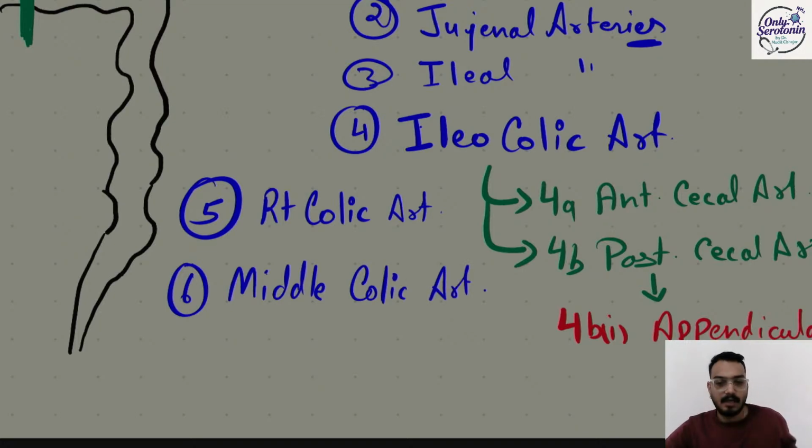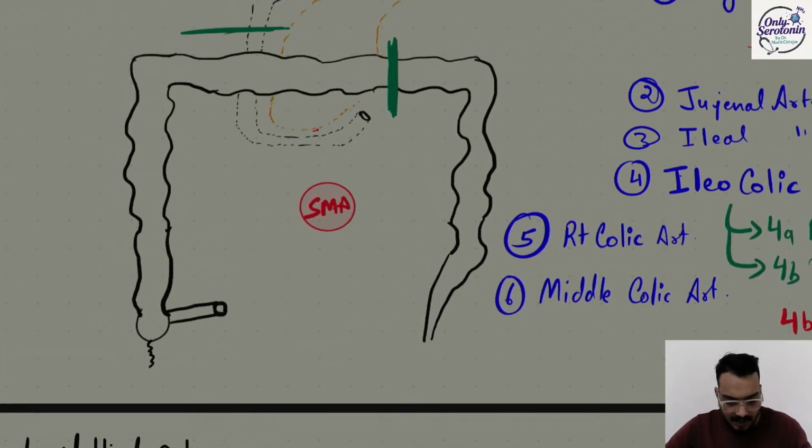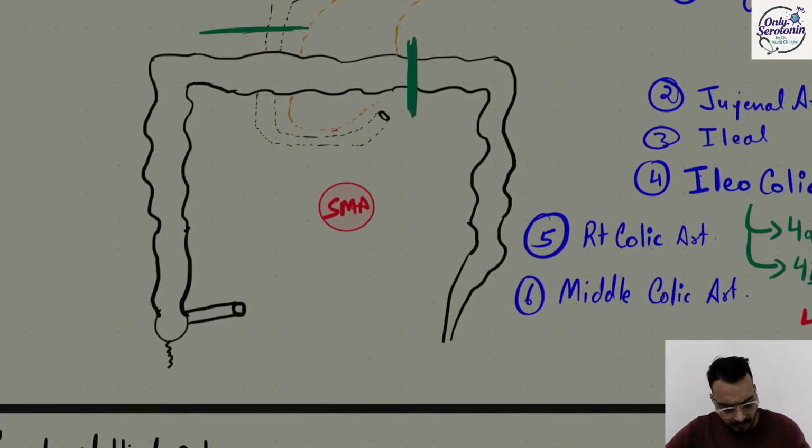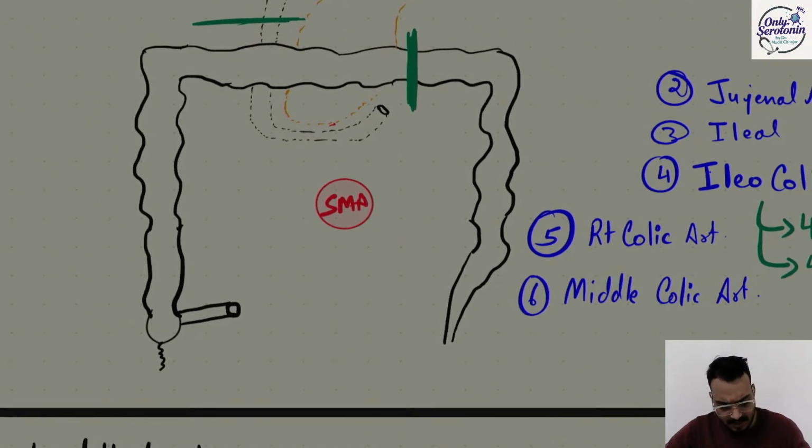Right colic artery and middle colic artery. So all these things you should know. How to draw this diagram, guys? We have already prepared a few intestines and all these things. Now remember, guys, the first artery is supplying the lower part of the head of the pancreas as well as the duodenum, second, third and fourth parts.